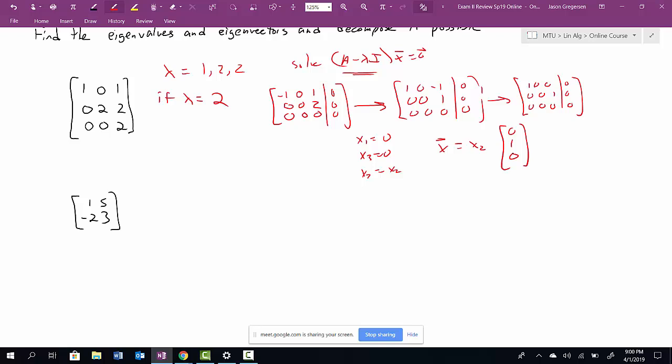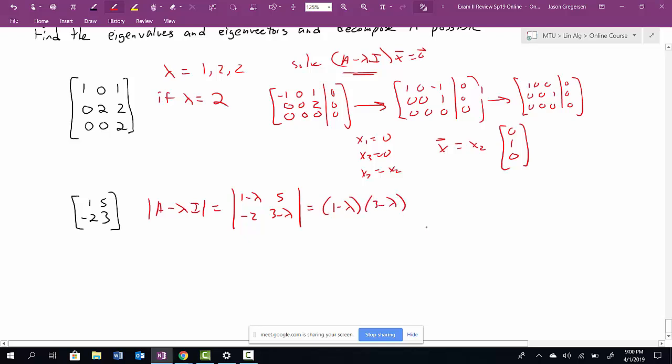And then lastly, the big complex case here. All right, I start by A minus lambda I, which means I subtract lambda on the diagonals, calculate the determinant: 1 minus lambda, 3 minus lambda, minus negative 10, which is plus 10. And then I distribute. I will get 3 minus lambda, minus 3 lambda, plus lambda squared, plus 10. Lambda squared, minus 4 lambda, plus 13.